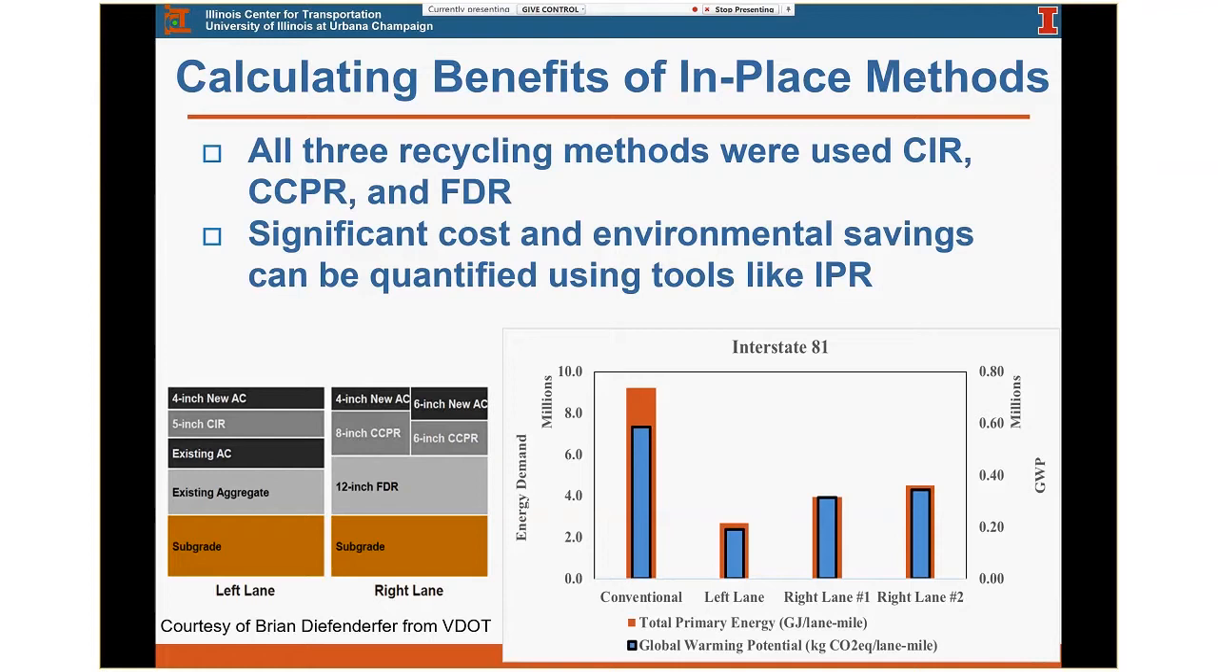And what we did is, using our tool IPR, we wanted to demonstrate the environmental savings. We did this for I-81 and similarly for I-64, but I'm showing you here the results from the I-81.